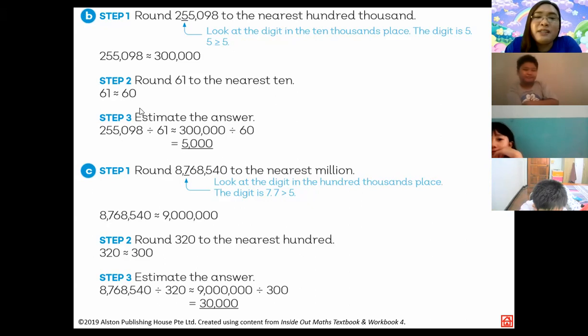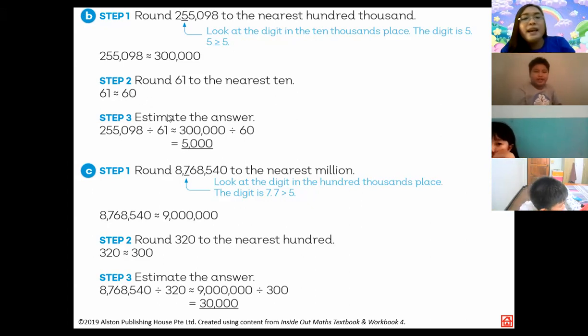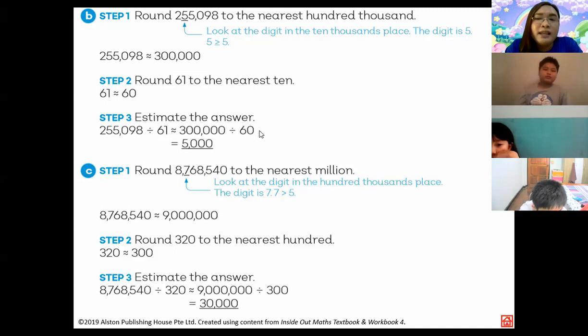And the nearest number for 61 is 60, okay? And then step number 3, estimate the answer. It's very easy. 255,098 divided by 61. And this is the estimation of the problem, which is 300,000 divided by 60. So that's 5,000. All right.